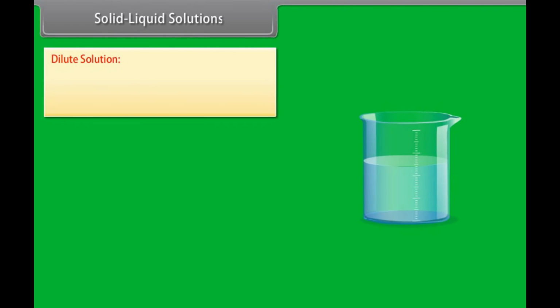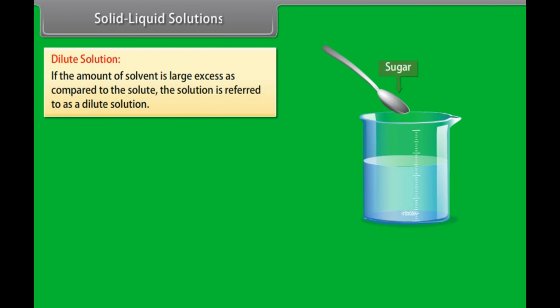Solid-liquid solutions. A small amount of solute is dissolved in a large quantity of solvent. Dilute solution. If the amount of solvent is in large excess as compared to the solute, the solution is referred to as a dilute solution.